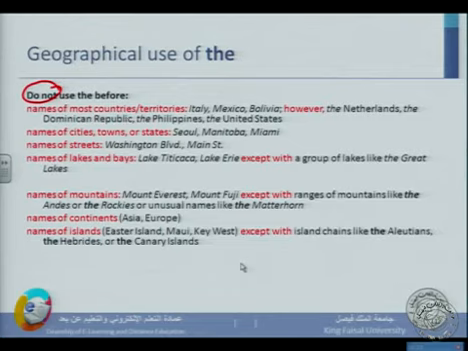However, we can say the Netherlands, the Dominican Republic, the Philippines, the United States. The Netherlands, the Dominican Republic, the Philippines, and the United States.